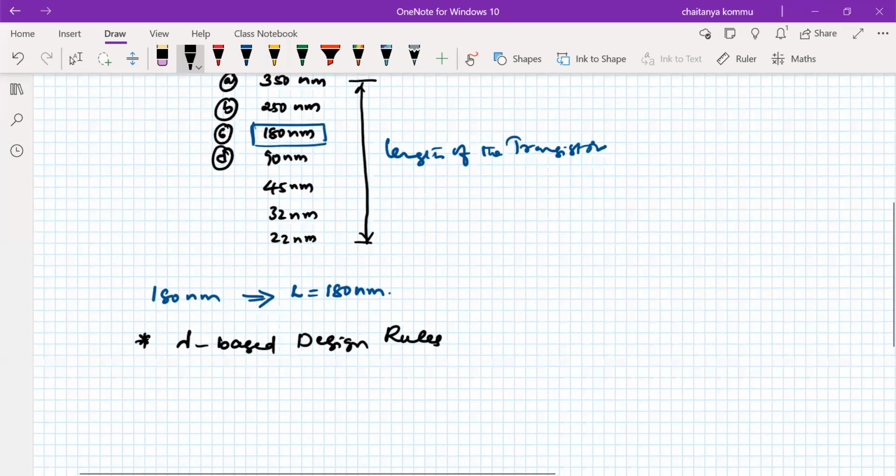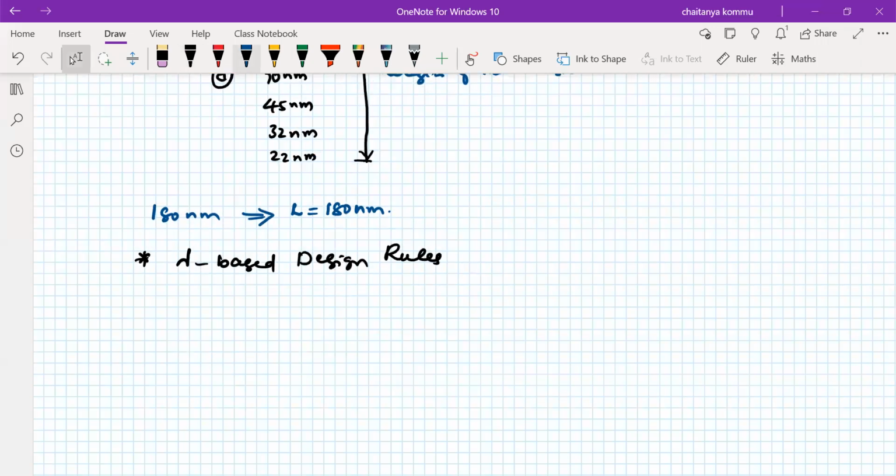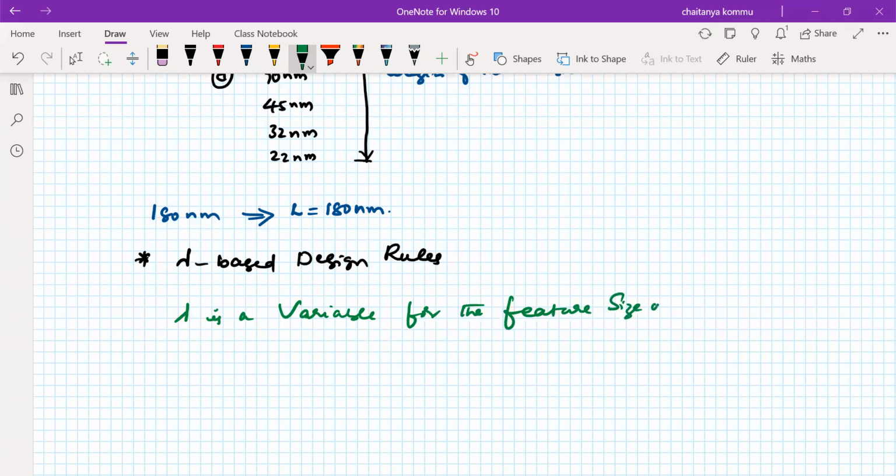Clear? So what does it mean? Let us first define what we mean by lambda. Lambda is a variable for the feature sizes of transistor, feature sizes of layers. The feature size is, in most cases, what we normally call the width of the layers.